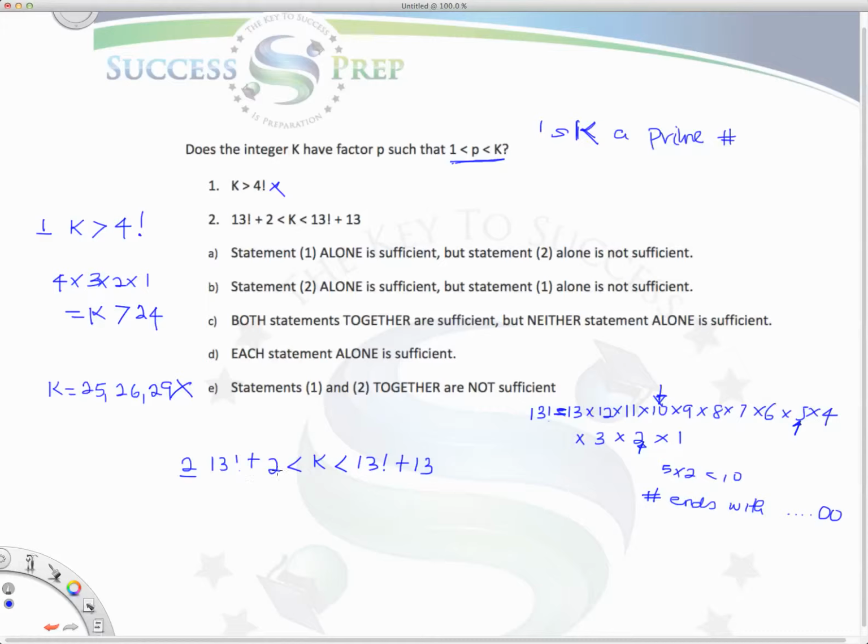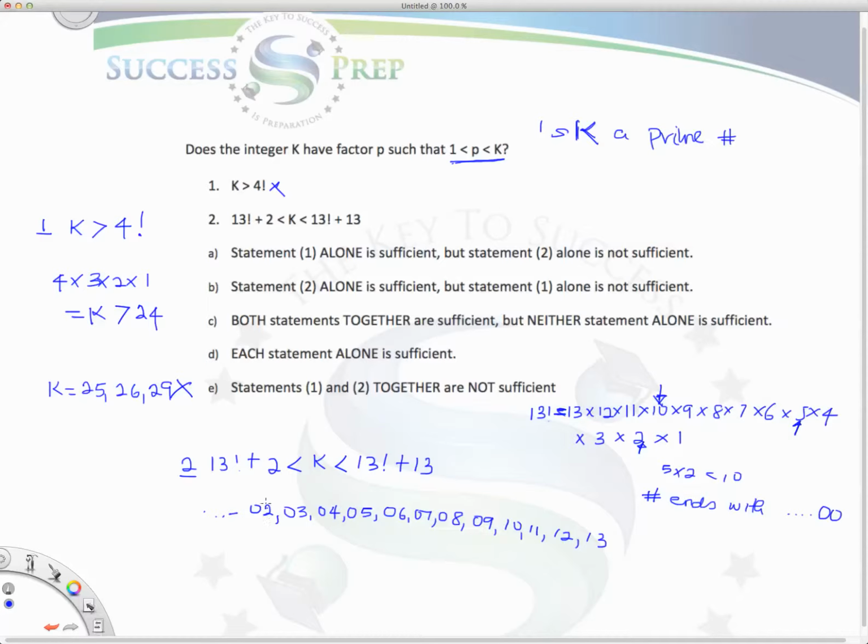Now if I'm adding 2 or if I'm adding 13, I'm going to get some number that's either going to end in 02, 03, 04, it could end in 05, 06, 07, 08, 09, or it could end in 10, 11, 12, or 13, because I'm either adding 13 or I'm adding 2 to it. Remember that what we're trying to do is prove whether the value of k is a prime number or not. I'm trying to answer that question.